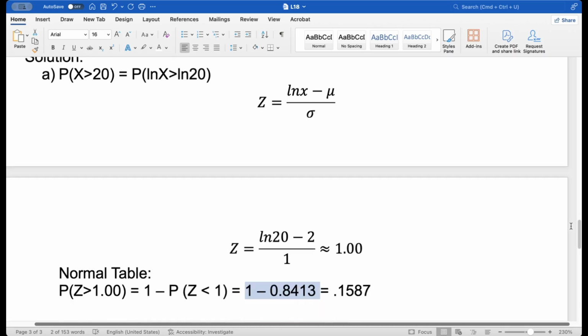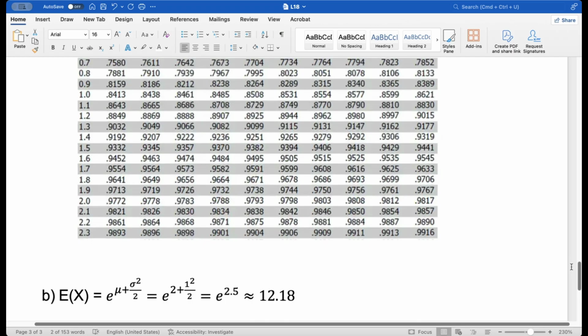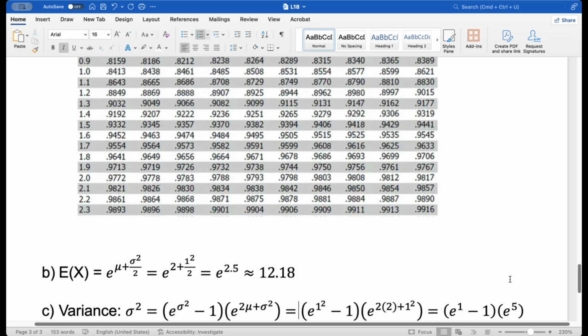Now, the next part was to find the expected value and the standard deviation. The expected value of x is e to the mu plus sigma squared over 2. And mu was given as 2 and sigma as 1. So it's 2 plus 1 squared over 2. It's 2.5, 2 plus a half in the exponent. E to the 2.5 is about 12.18.